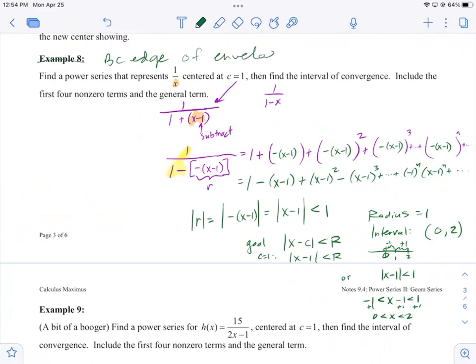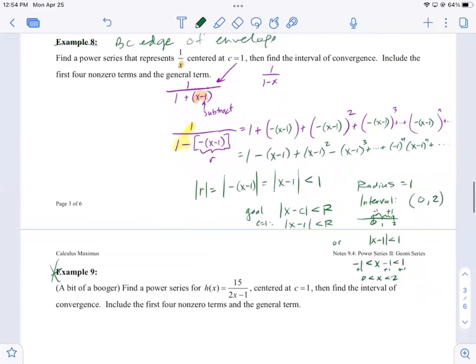Okay, example 9 is a bit of a booger. Go ahead and chew on example 9. You're going to be doing something similar to what we just did because you're going to write one that's centered at 1, but there's a little bit more beef in that one, a little more protein for you.